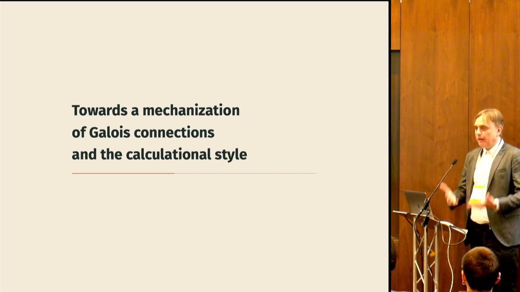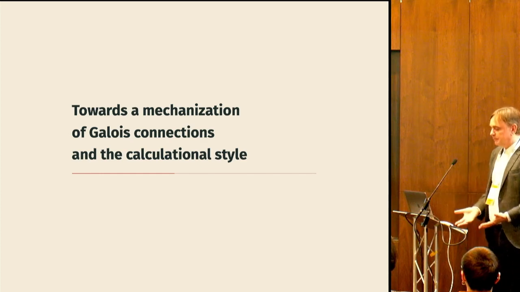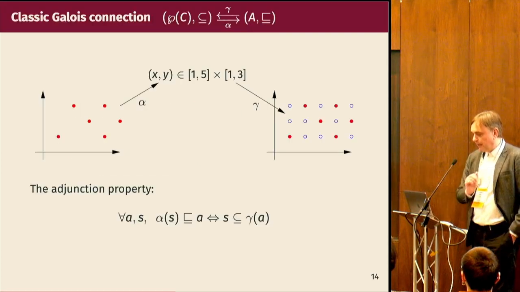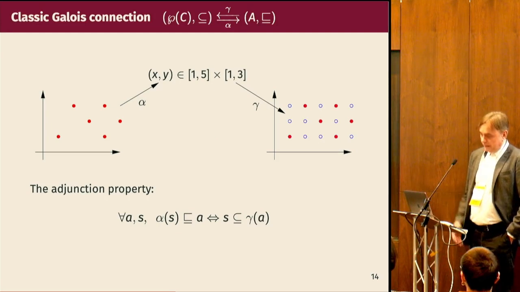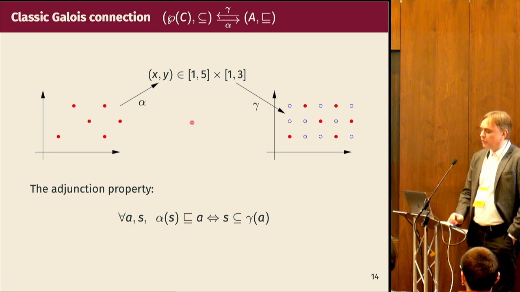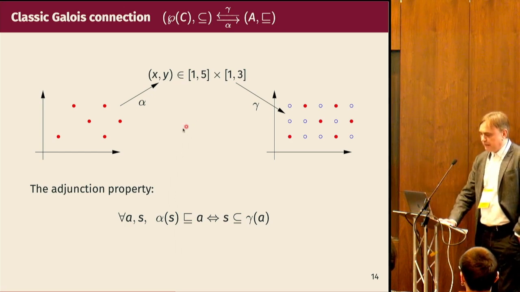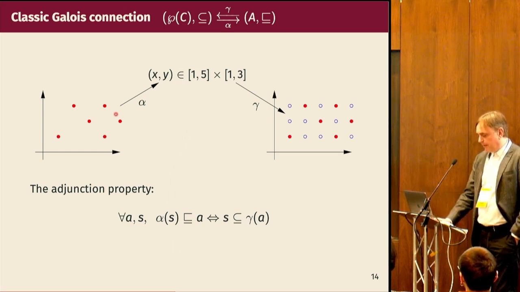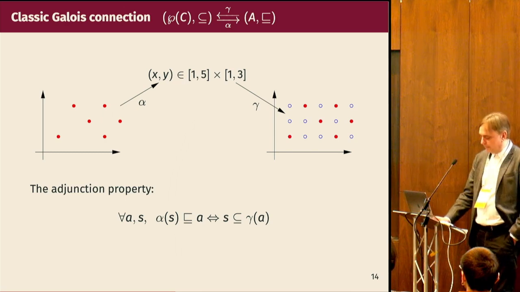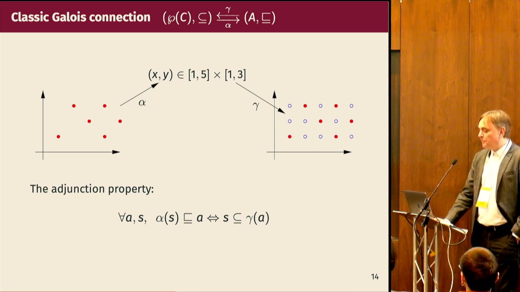Can we mechanize abstract interpretation by the book? Galois connections and the calculational style. Well, as you know, this is a classic Galois connection. Here I'm using sets of concrete values as one of the domains, and then abstract things like intervals as the abstract domains. And there's this beautiful adjunction property that connects the abstraction function alpha and the concretization function gamma.